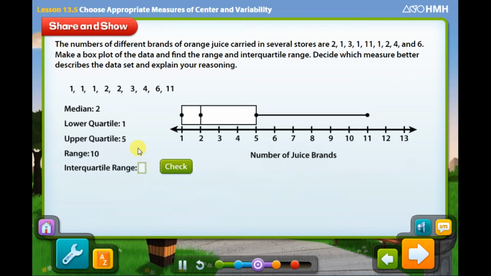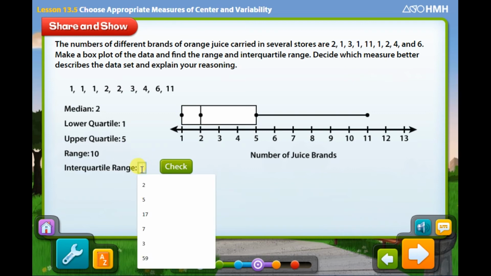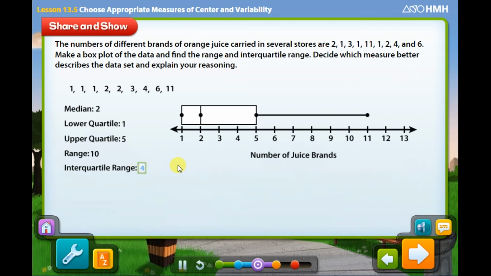What is the interquartile range? The interquartile range is the range inside the box. So it is the upper quartile minus the lower quartile. So it will be 5 minus 1, that would be 4. Good job! The interquartile range is 4.